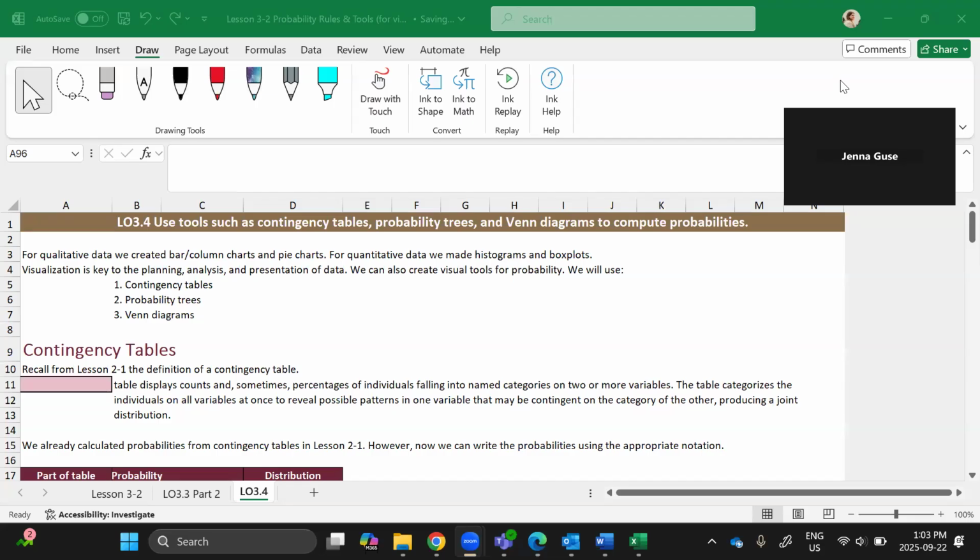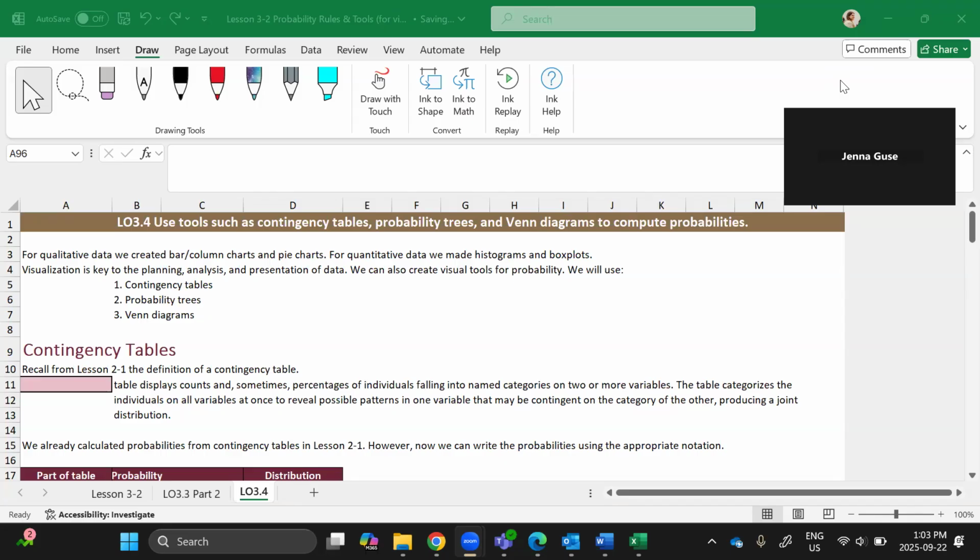In the last video for Learning Outcome 3 on probability, we're going to talk about visualizations for probability problems. For qualitative data, we learned bar and column charts, and then we learned pie charts. For quantitative data, we made both histograms and box plots. I said there are three rules to data visualization.